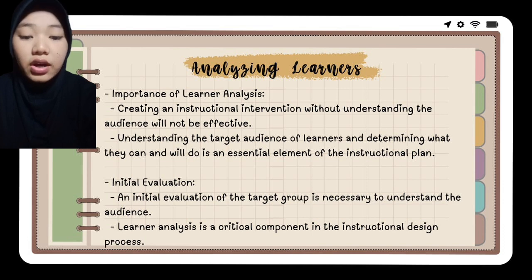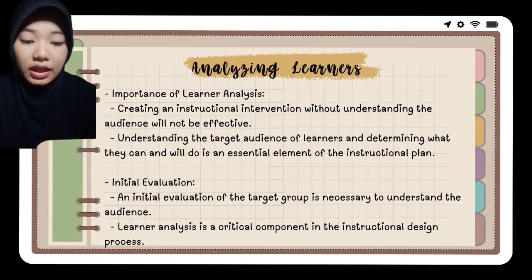Analyzing learners. There is not much point to creating an instructional intervention that the intended audience cannot or will not use. Understanding the target audience of learners and determining in advance what they can and will do is an essential element of any instructional plan. In order to gain understanding of the target audience, one must conduct some form of preliminary evaluation of that group. Learner analysis is considered a critically important component of the instructional design process.